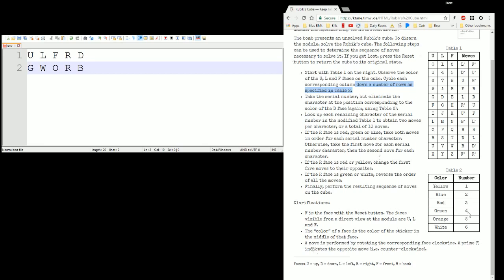We'll go over what that means in just a second when we get there, but let's just record the numbers for those. So green is 4, white is 6, orange is 5. So we're going to keep those 3 numbers steady.